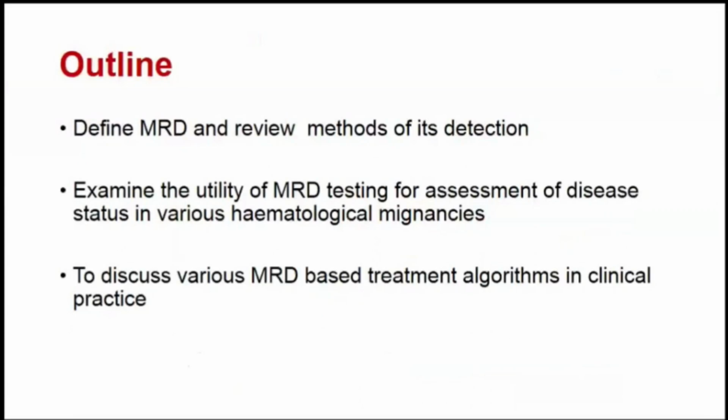So I shall be discussing what MRD is and reviewing a brief outline of methods of its detection, examine the utility of MRD testing for assessment of disease in various hematological malignancies, and discuss various MRD-based treatment algorithms in clinical practice. How do you translate this information which you are getting on MRD? How does it help the clinician to change his treatment decision? How does it change the treatment plan altogether in patients?